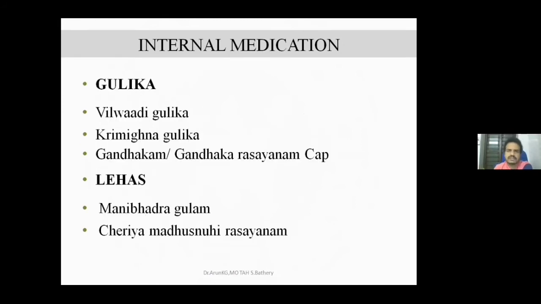The gulikas we can administer here include Vilwadi, Krimighna gulika, and Gandhaka rasayana. Gandhaka rasayana is very much essential for controlling, since we all know that Gandhaka is a most krimighna drug. Then in much spread, severe conditions, we have to consider the use of Manjishtadi, Gula, Charya, smear, etc.